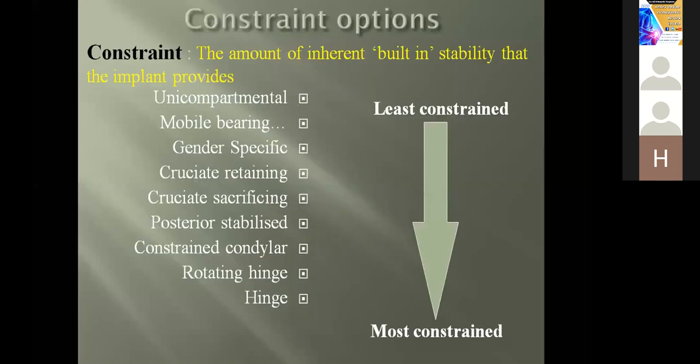The constraint options is the amount of inherent built instability that the implant provides. The least constraint is the unicompartmental, that's to say you have to have good collaterals, good cruciates, good soft tissue coverage, so that you need minimal inherent stability in the implant and maximal stability of the soft tissues. Going a step further, the mobile bearing designs, the gender-specific designs, cruciate retaining, cruciate sacrificing, then the posterior stabilized, constrained condylar, or in other words, the super-stabilized designs, rotating hinge, and finally the fixed hinge. This is the step ladder, continuation and progress of the constraints.